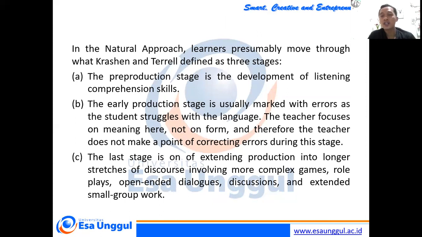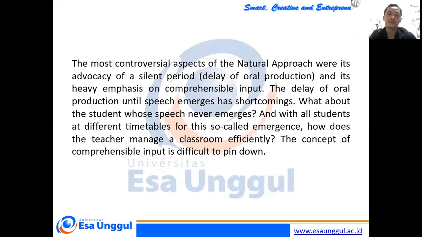Learners move through what Krashen and Terrell define as three stages: the pre-production stage, the early production stage, and the last stage. Some controversial aspects of the natural approach were its advocacy of a silent period, the delay of oral production until speech emerges, which has shortcomings: what about students whose speech never emerges, and with all students on different timetables for this so-called emergence, how does the teacher manage the classroom efficiently? The concept of comprehensible input is also very difficult to pin down.